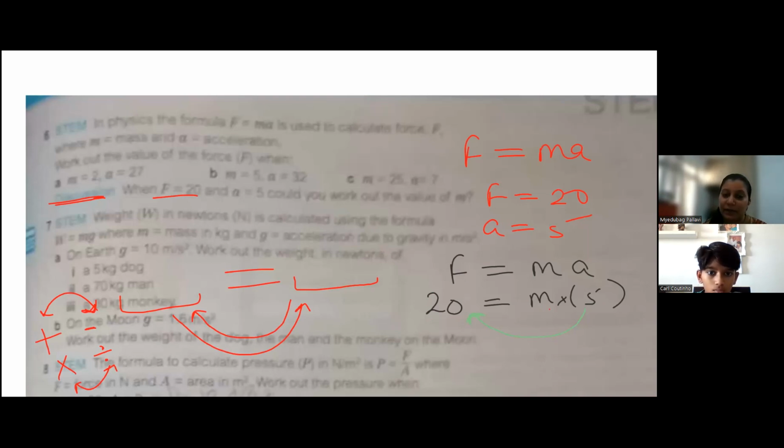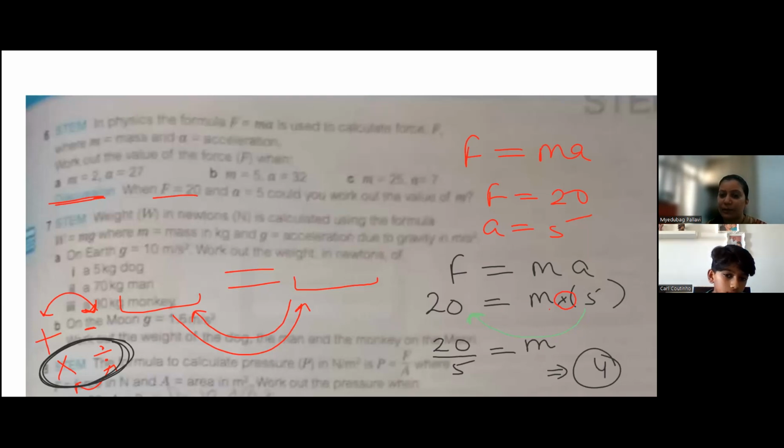And we have seen that whenever we transfer terms from one side to the other, change of sign takes place. So here, if it is multiplication, when we move to the left hand side, multiplication will be converted to division. So the answer will be 20 divided by 5. This will give us the value of m, which will be 4. Correct? Yes. This is how we'll do.